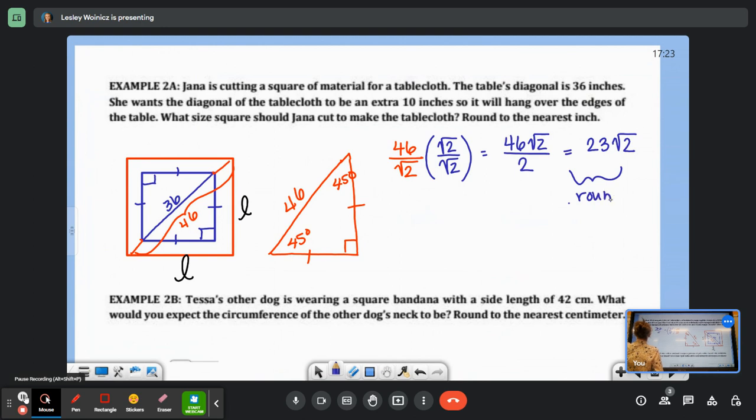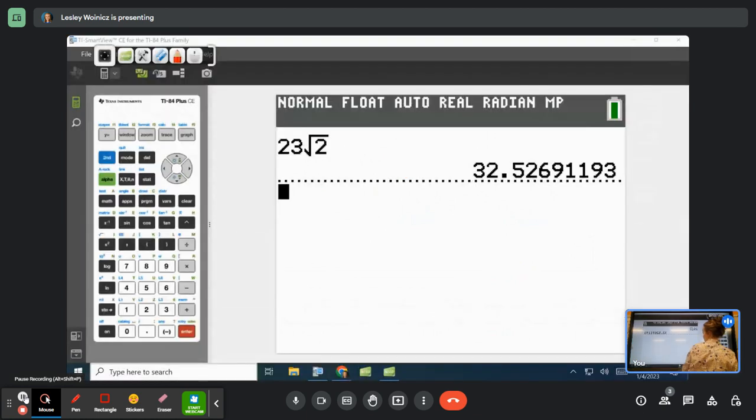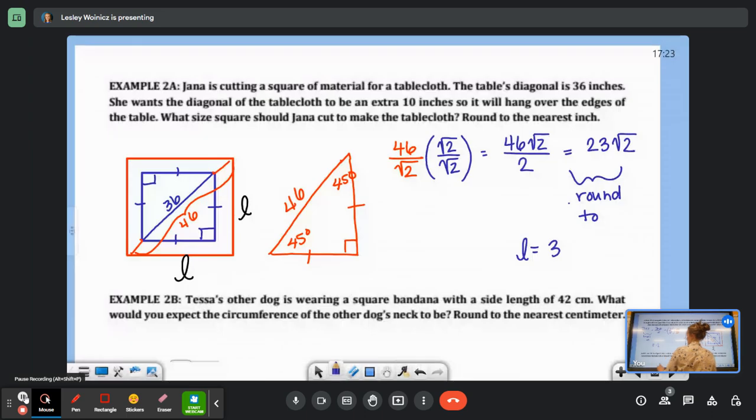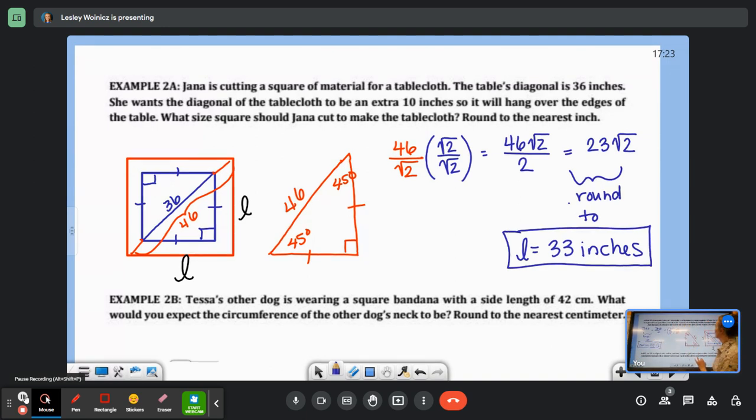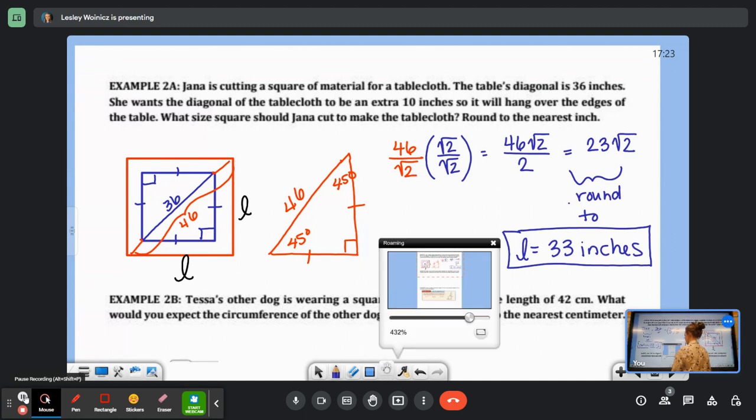Round to my length is 30. Was it 30? Oh my gosh. No, 33. Jeez Louise. 33 inches. Okay. That's it.